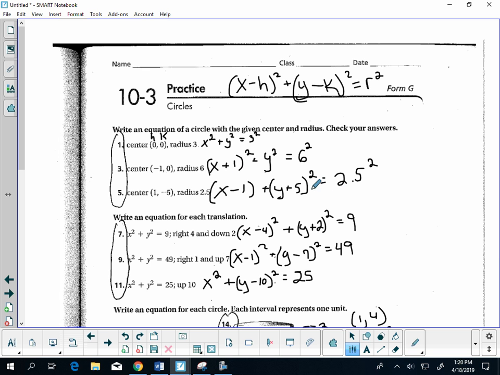Biggest mistake here is just making mistakes with your sign. So like for -1, it's actually x minus -1, which makes it a plus.